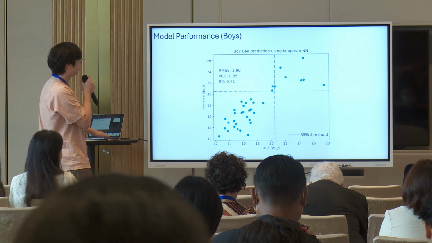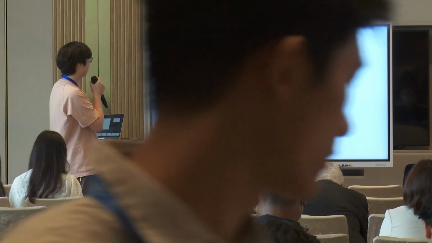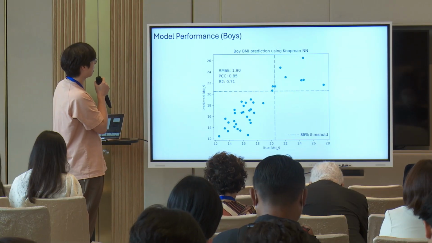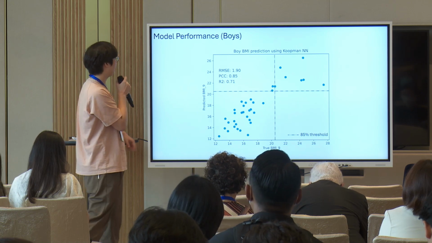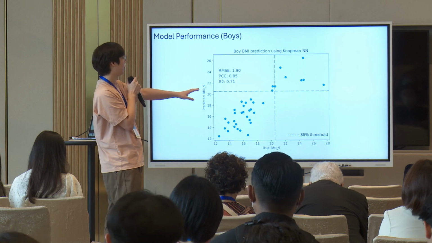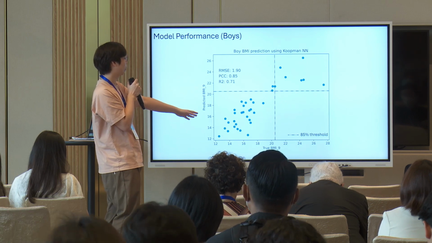So here are some model performances. We build a sex-specific model for the boys and girls in the GASO study. So right now, we can see that we have the RMSE of less than 2 and Pearson correlation at 0.85.